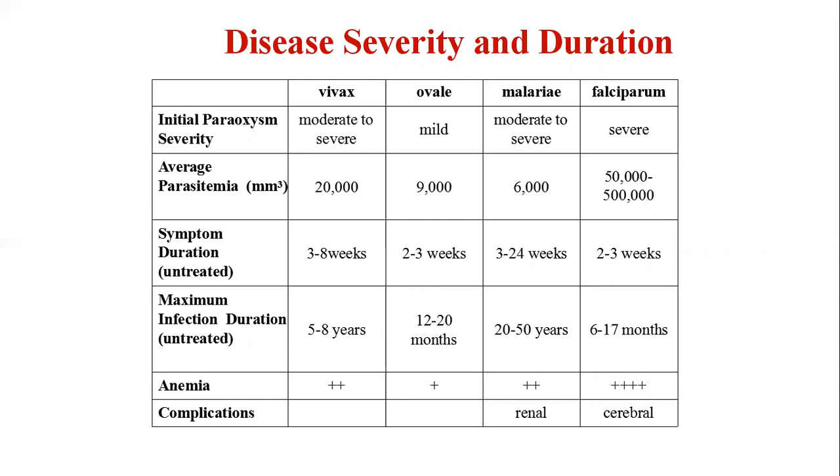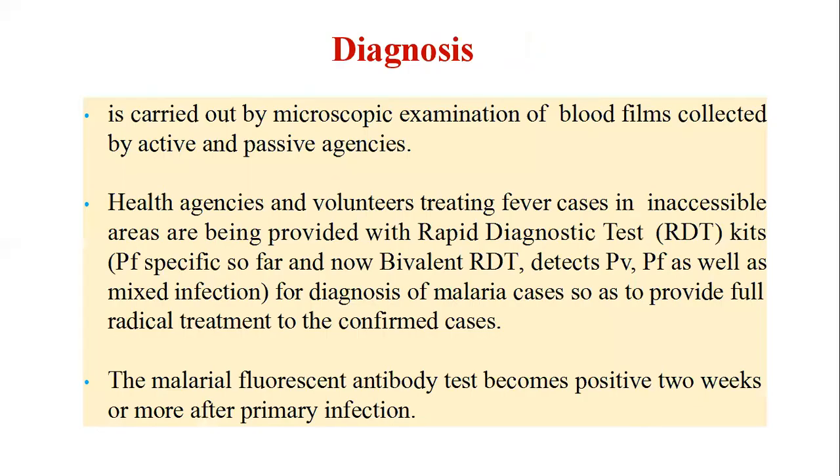And here you can see that the symptoms can develop within 2 to 3 weeks in the case of falciparum and ovale, but in the case of malariae and vivax it takes 3 to 8 weeks. And this is very important. Development of anemia in the case of falciparum is higher, more severe, and cerebral complications can also occur in Plasmodium falciparum infection, but they are absent in the other three. So this table tells you about the severity of Plasmodium falciparum infection.